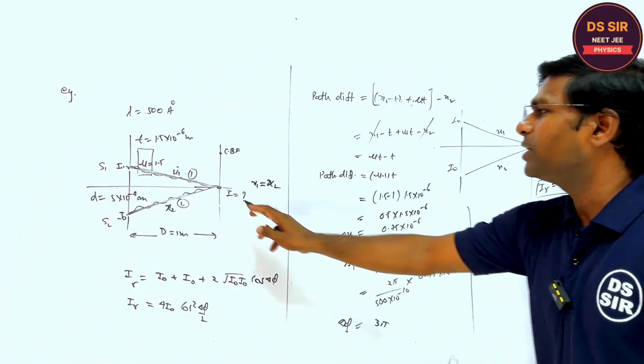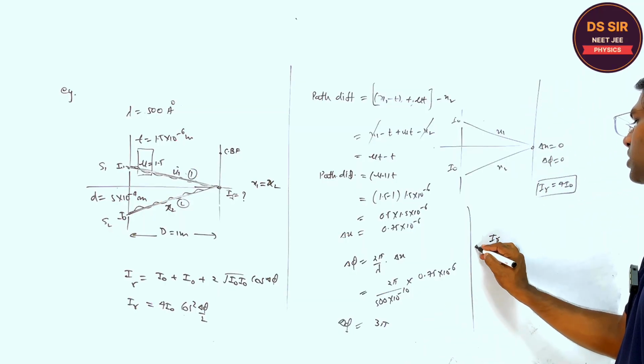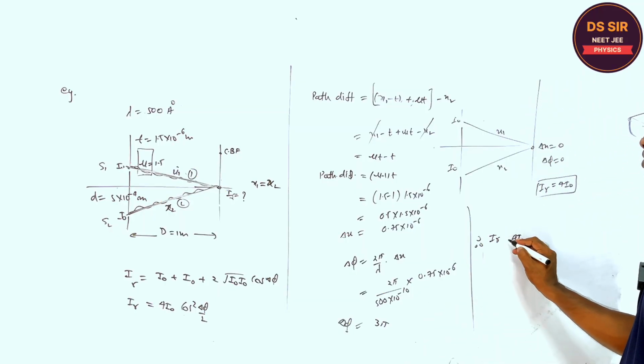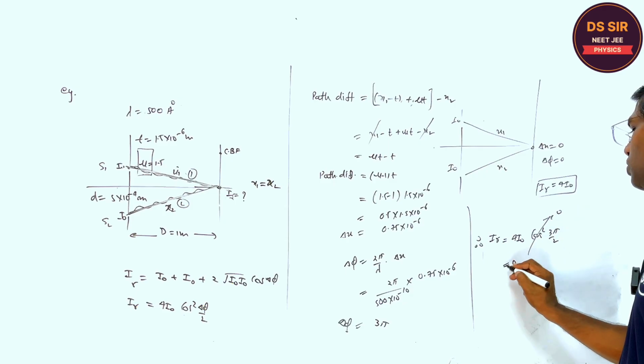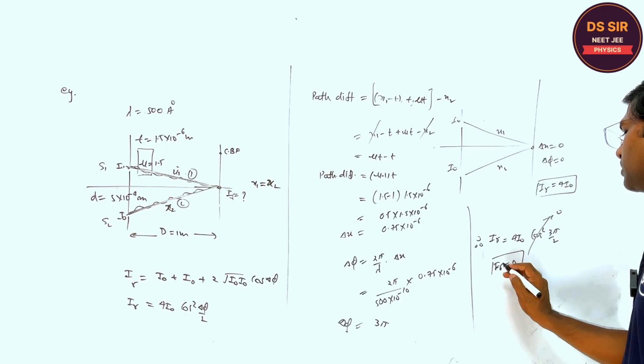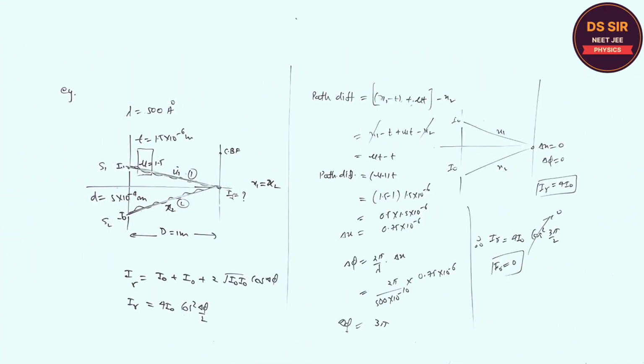So then what is the resultant intensity over here? We can put it in this expression: 4 I naught cos squared 3 pi by 2. I think you understand this is 0, right? So the resultant intensity in this case will be 0.